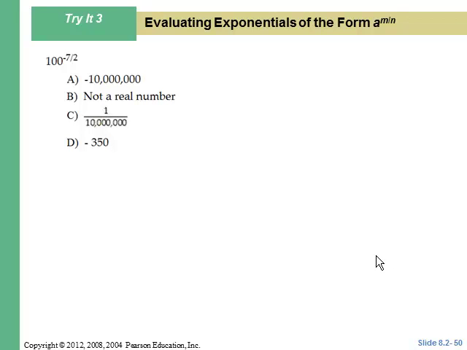100 to the negative 7 halves. Square root of 100 is 10. To the 7th is 1 over 10 million.